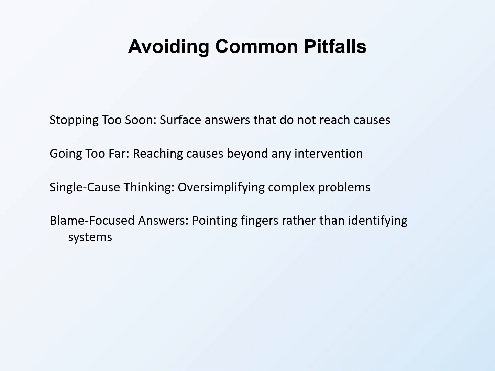Single cause thinking oversimplifies complex problems by identifying only one causal chain. While proposals must focus, your analysis should acknowledge complexity even as you explain why you are addressing a particular cause. Blame-focused answers identify who is at fault rather than what systems create the problem. Saying the root cause is that parents do not value education is not useful and probably not accurate. Ask why parents might not engage with schools, and you will find systemic factors that can be addressed.